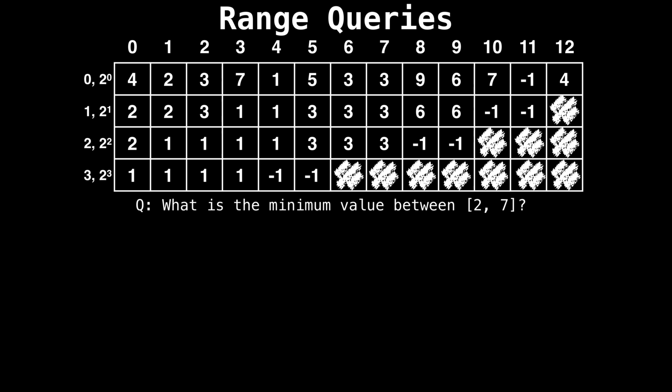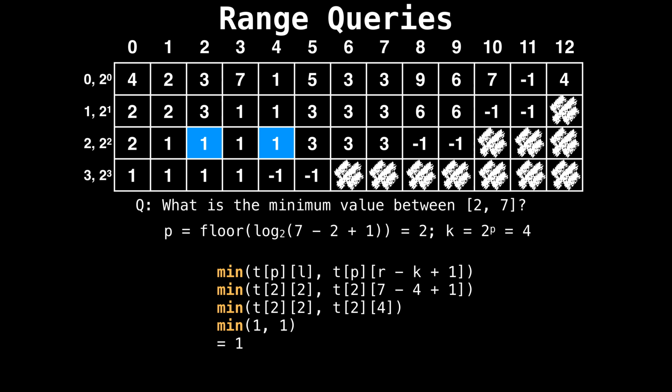Let's do another example. Can you find the minimum value between 2 and 7 inclusive in the original array using the sparse table? Pause the video if you need more time. You can break it down into a few steps. First, find p, which is the floor of the base 2 logarithm of the length of the interval between the left and the right endpoints. Then compute k, which is 2 to the power of p, and finally do a lookup in the sparse table for the left and the right interval values.